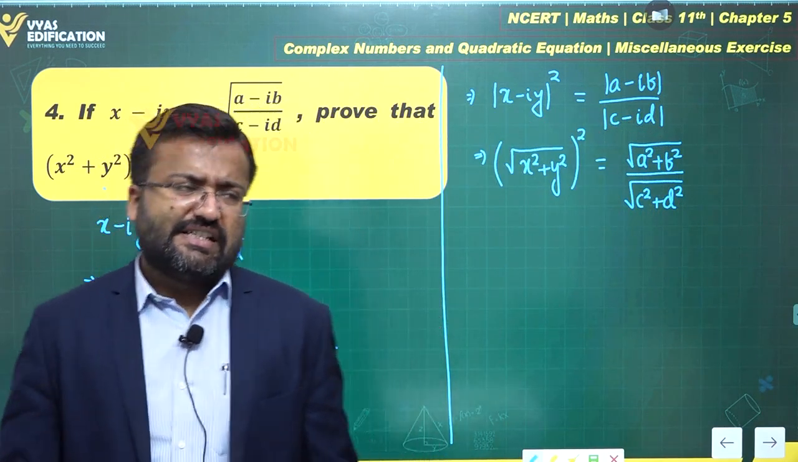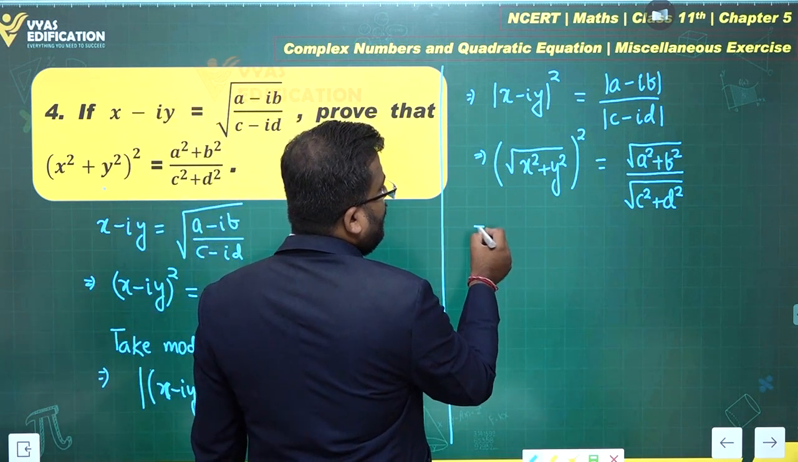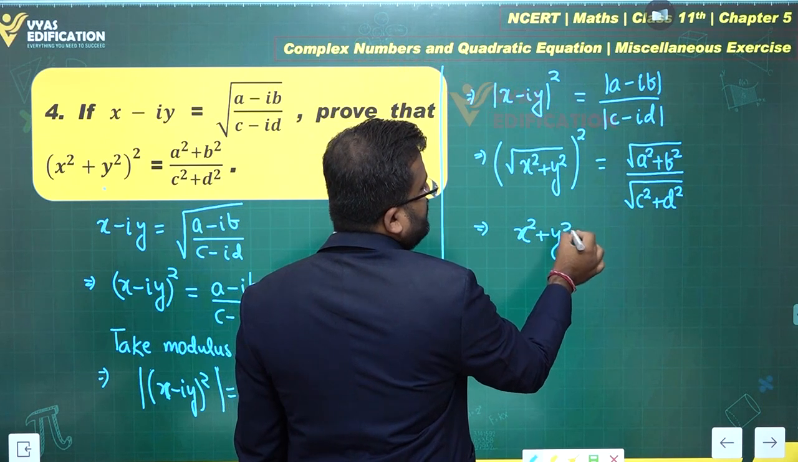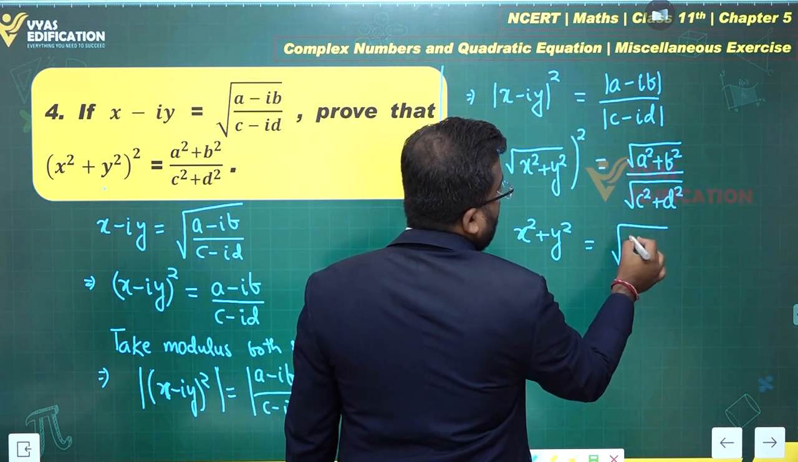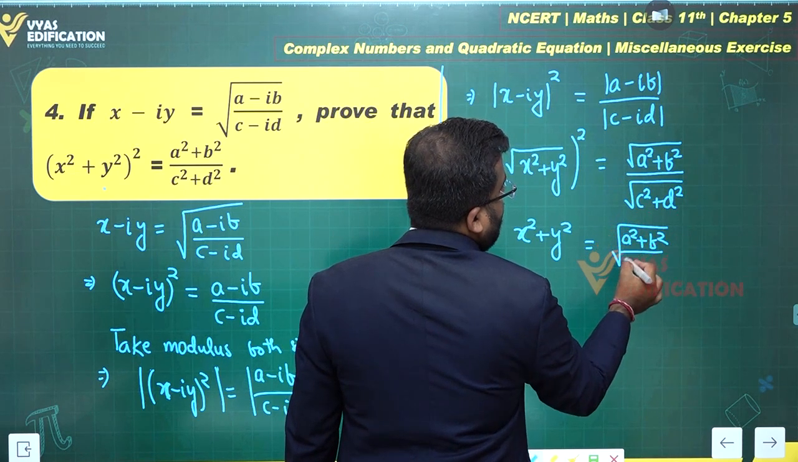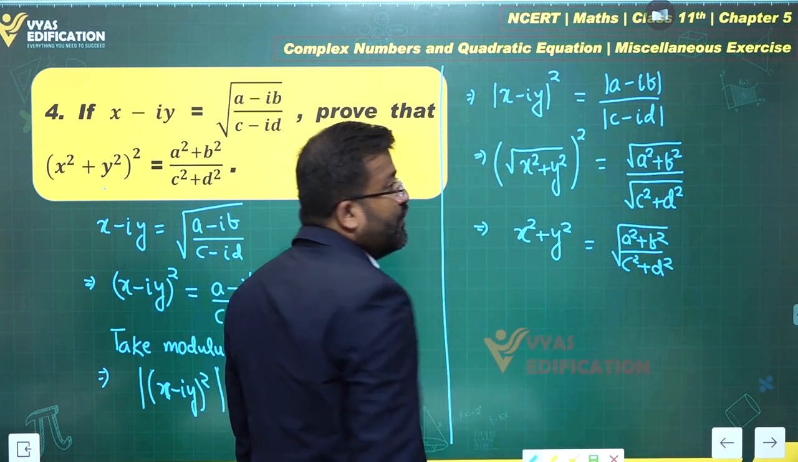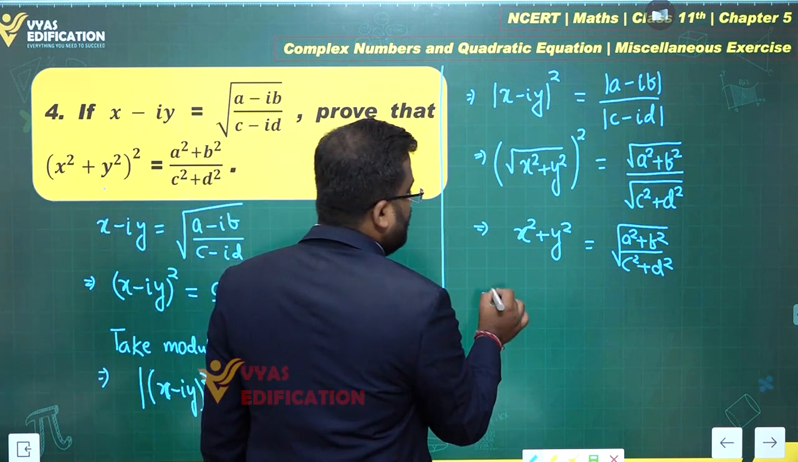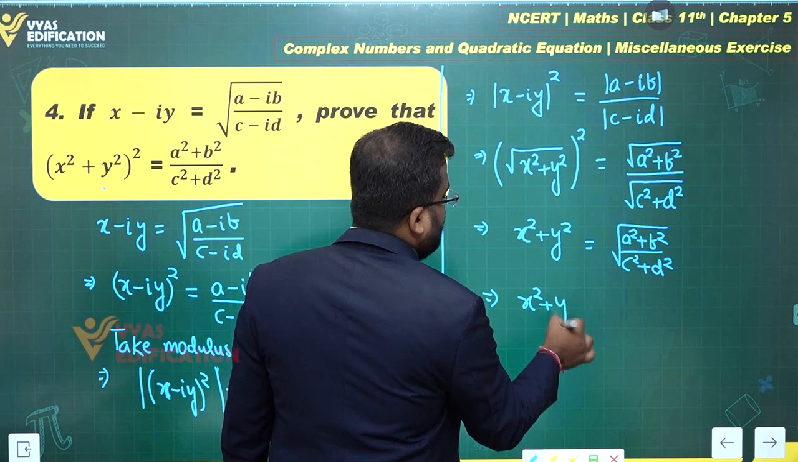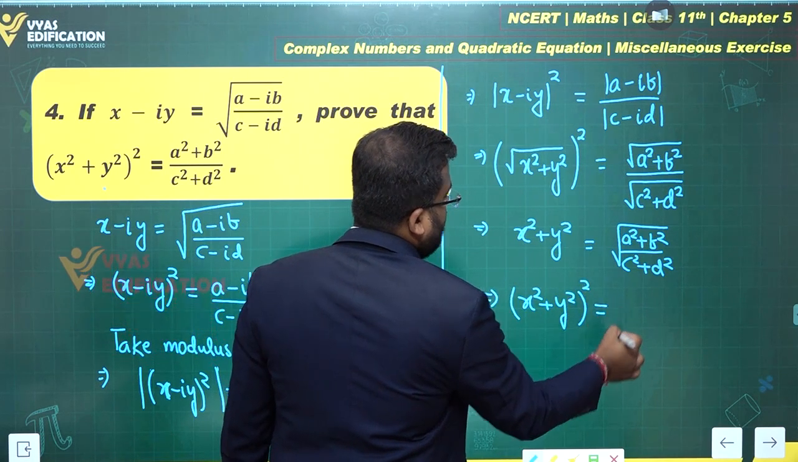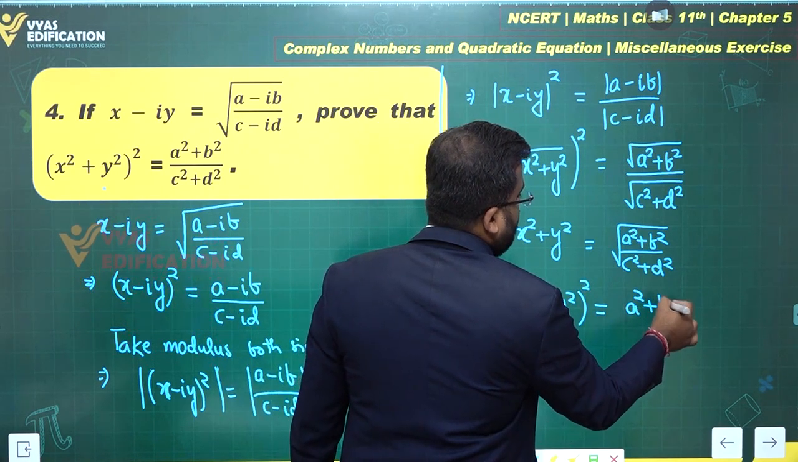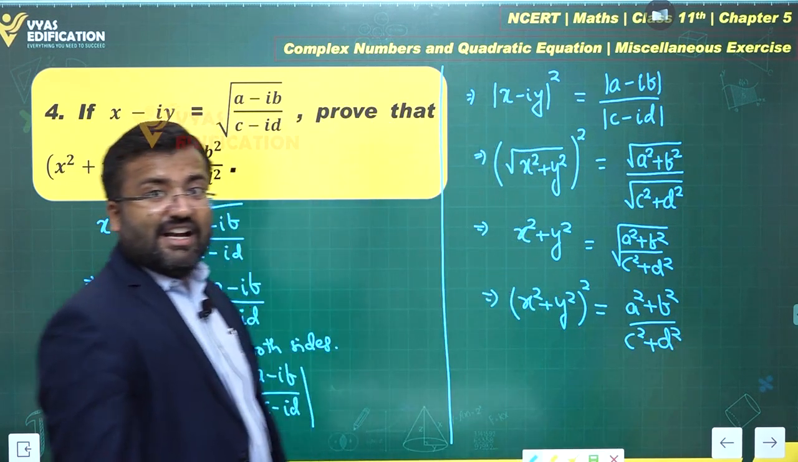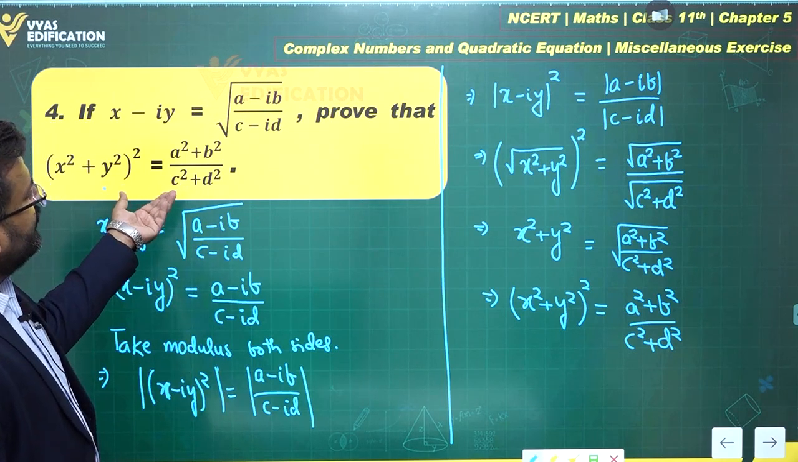Why not square both sides? We can square, but let's first square with this. What you get is x square plus y square equals the square root of a square plus b square by c square plus d square, and you may now observe getting the final result in a single shot, that is squaring both sides. You will get (x square plus y square) whole square is equal to a square plus b square over c square plus d square. Is that what you wanted to prove? Yes, we wanted to prove this only.